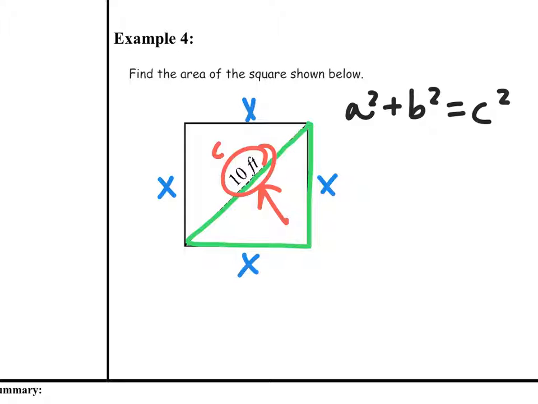Francesca, what should I put for C? Which one's 10? Across from the right angle. Going to be 10. So we're going to put in 10 for C because it's across from the right angle and because we are using it on the diagonal. So we're going to label x squared. We're going to put in x and x because they're the same.